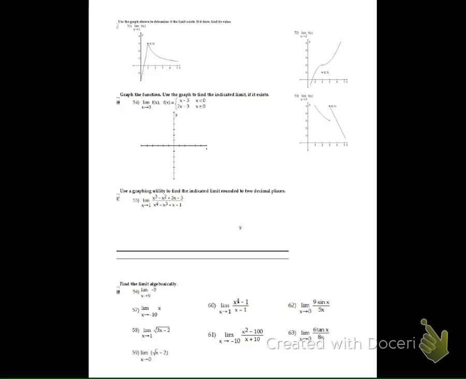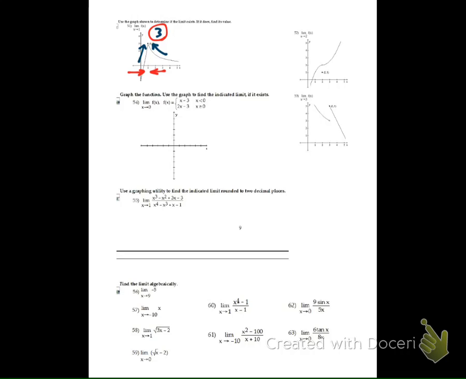Problem 51, we're trying to find the limit as x approaches 1. So as x approaches 1 from both the left and the right, we see the y values are getting closer and closer to 3. So the limit is 3. Okay, that's it. The limit is 3.